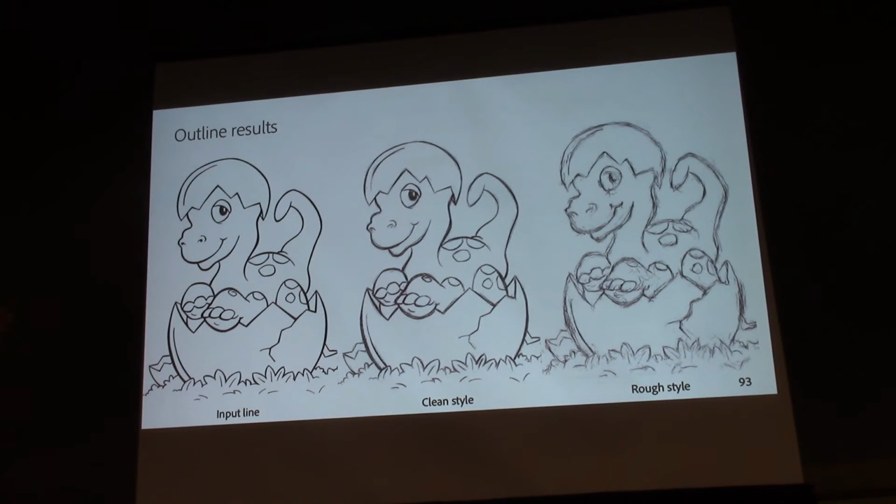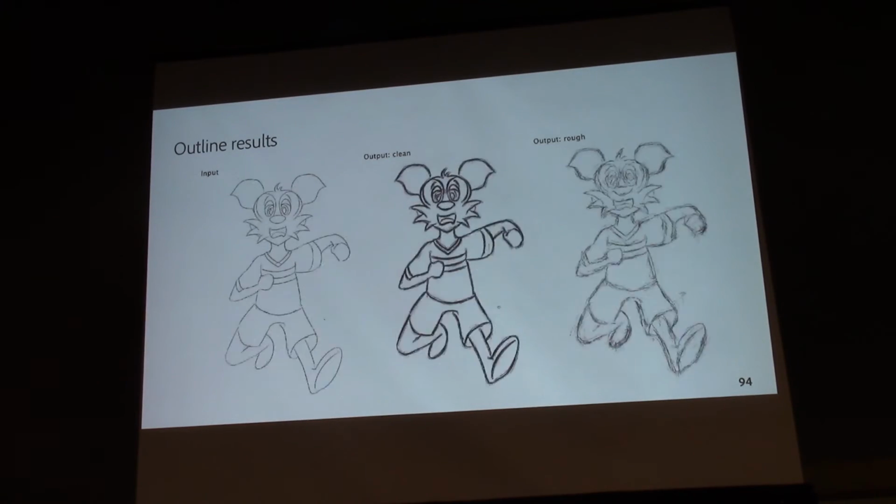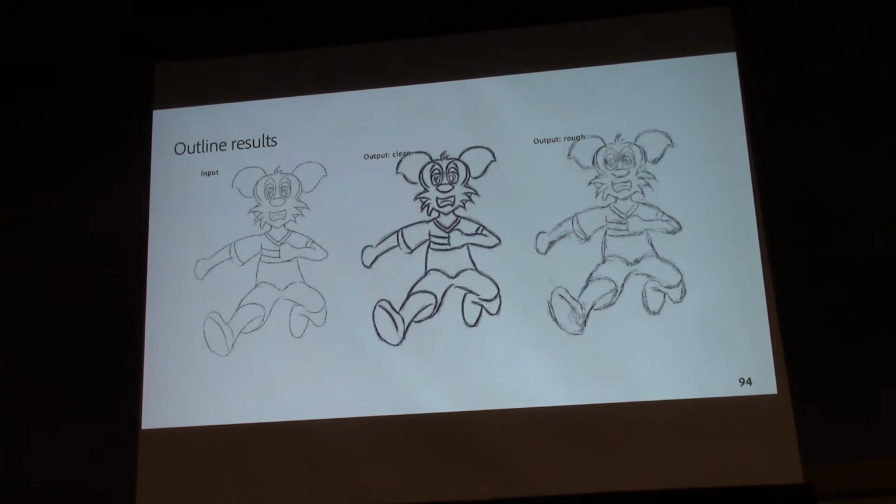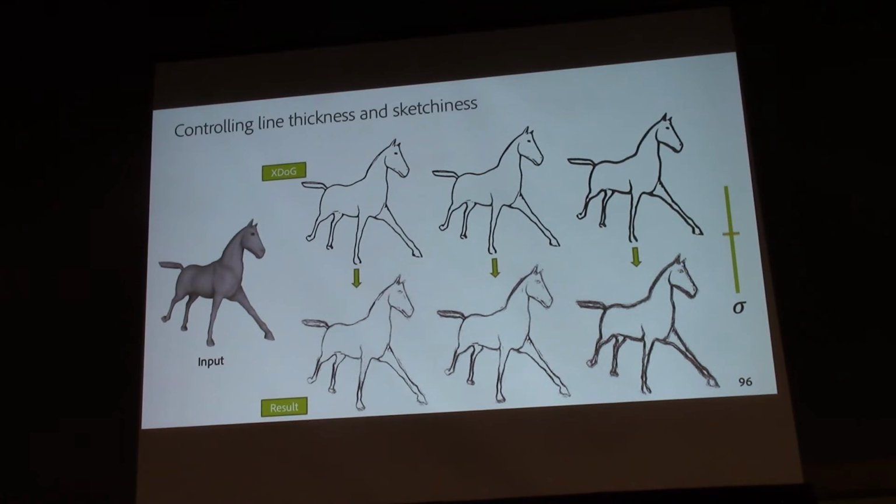So you start with some clean vector illustration, and you can get these pencil drawings, or these for this example in a video. We have some control, in addition to the one hot vector, over the width of the X-Dog, so that gives another level of control that, again, professional artists will really appreciate.